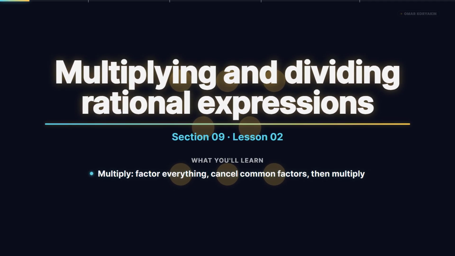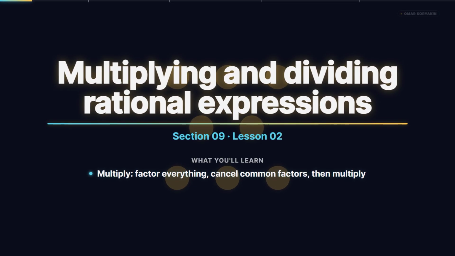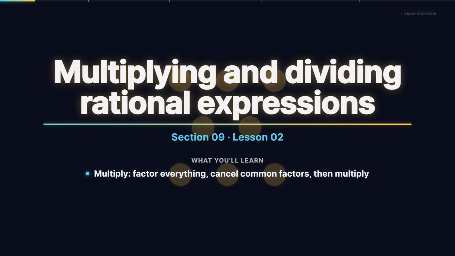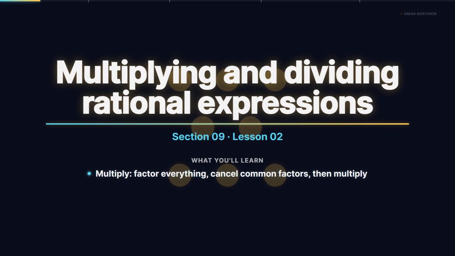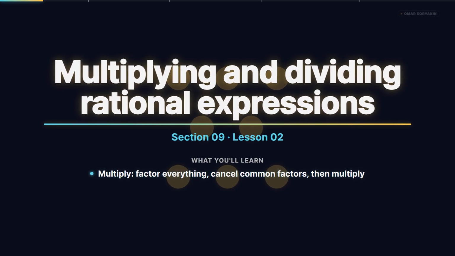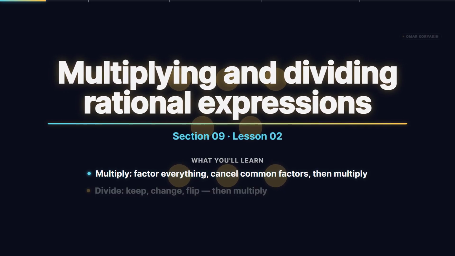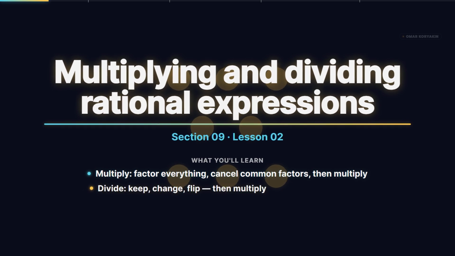Multiplying rational expressions is a single step. After factoring, cancel any factor shared between any numerator and any denominator, then multiply what remains. The result is one rational expression, often in a simpler form than either original.